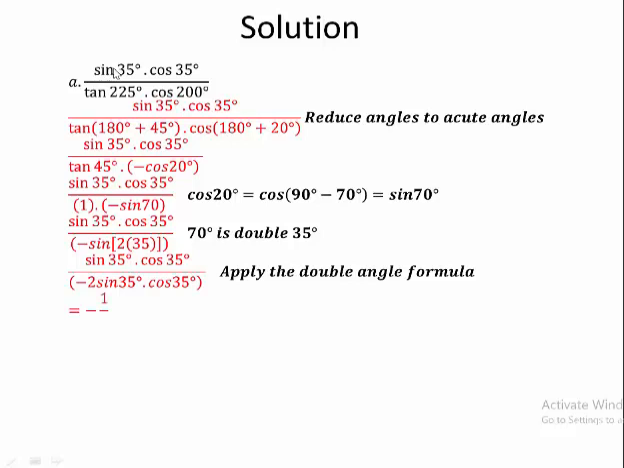You will therefore cancel out what's at the top, because the numerator is the same as the denominator. So sin 35 degrees by cos 35 degrees is cancelled by sin 35 degrees by cos 35 degrees. Hence you get negative 1 over 2. Now we'll carry on to the next.